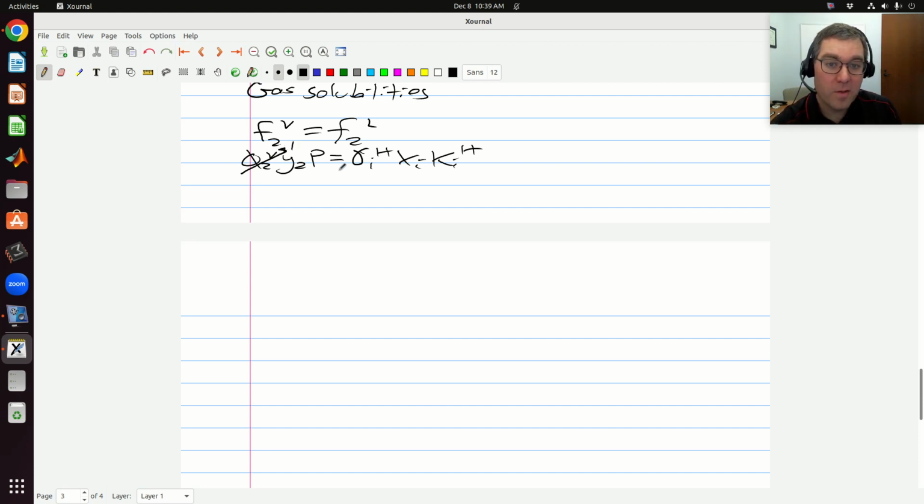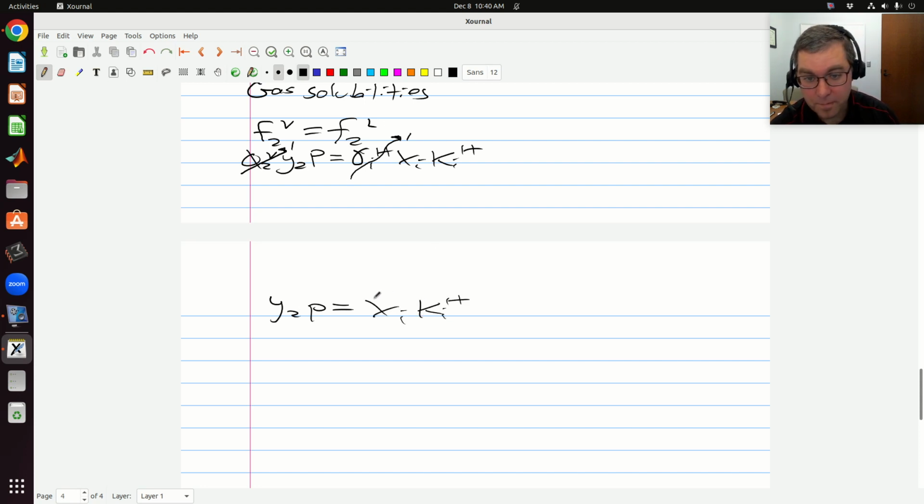If I were to assume that the mole fraction of component i in solution is relatively small, so that it's not going to deviate much from my reference state, then I can assume gamma_iH is equal to 1. That's an ideal solution in the Henry's law context. Cool. So I end up with y2 P is equal to x_i times K_iH.